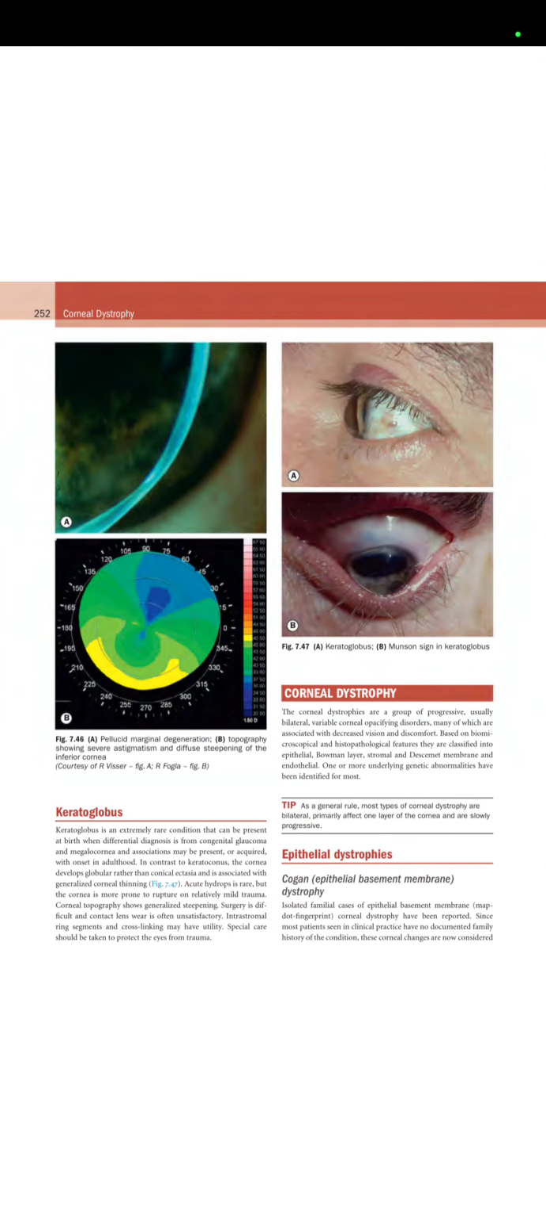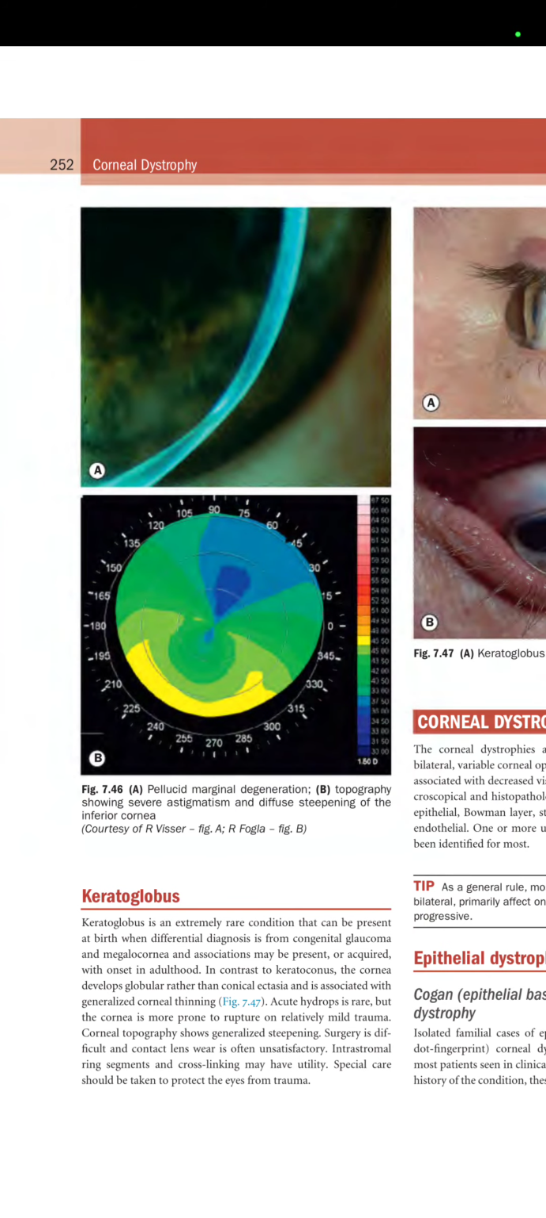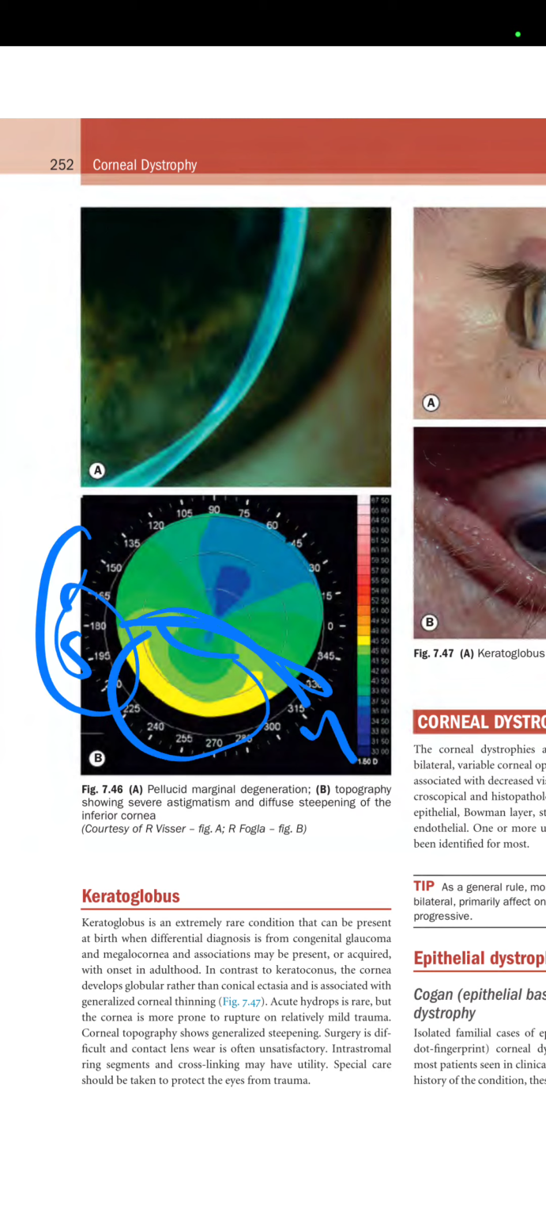Now let's discuss figure 7.46, pellucid marginal degeneration. B is showing the topography, showing severe astigmatism and diffuse steepening of the inferior cornea. So inferior 4 to 8 o'clock of the cornea is diffusely steepened.